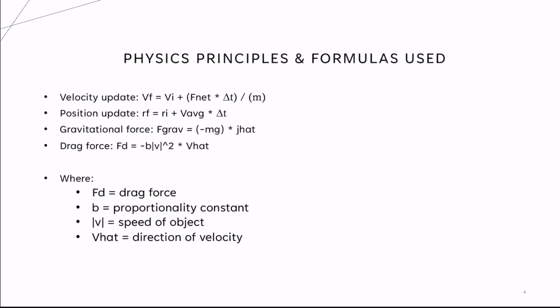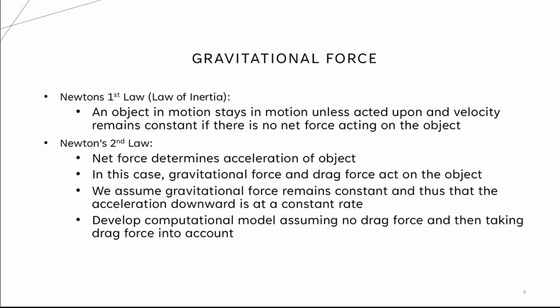So these are the physics principles and formulas used. We use the velocity update and position update as we did in the last lab, but in addition, we also use the gravitational force formula and then the drag force formula. So Newton's first law of inertia states that an object in motion stays in motion unless acted upon by an outside force, and that velocity remains constant if there's no net force acting on the object. And Newton's second law, which came into play in this lab, states that net force determines the acceleration of an object.